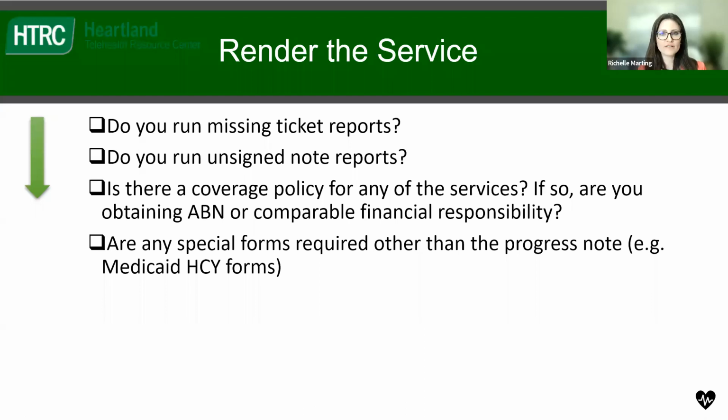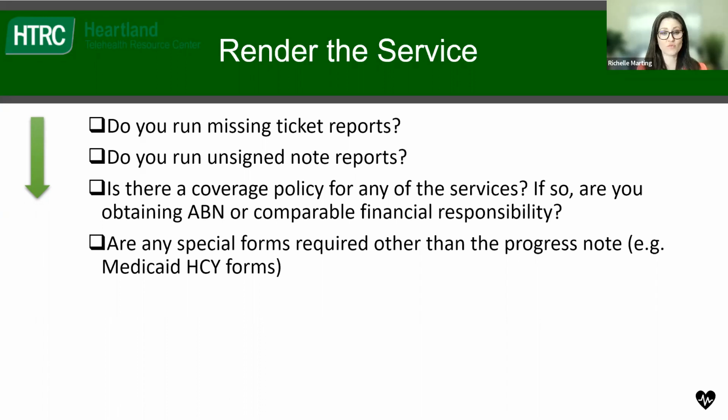Is there a coverage policy for any of the services that have been provided, or a frequency limit for those services? Wellness visits, tobacco use cessation counseling, alcohol screening, depression screening, substance use disorder screening. Those types of things may have not only frequency limits, but maybe condition limits. The patient only qualifies to have that service covered if they have certain diagnoses. So in those types of instances, if a coverage policy applies, we may want or need to provide an advanced beneficiary notice for a Medicare beneficiary or a similar financial responsibility document for other payers during that visit.